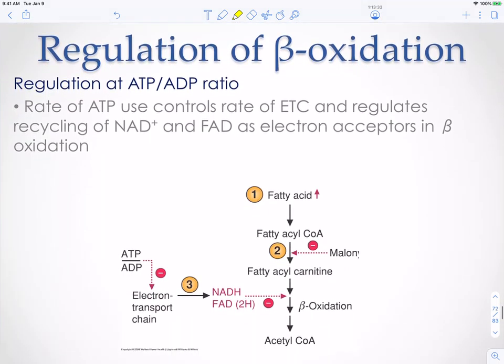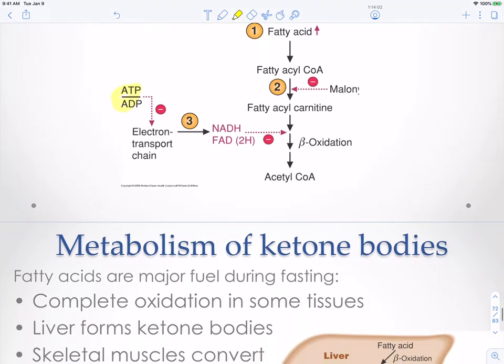The other is ADP-ATP ratios. The rate of ATP use will obviously control the rate of the electron transport chain as well as the TCA cycle. And so, again, it's going to depend on availability of our electron acceptors in beta oxidation. We're going to need a pool of NAD, we're going to need a pool of FAD, and as long as those are available, then we can continue to do beta oxidation as well.